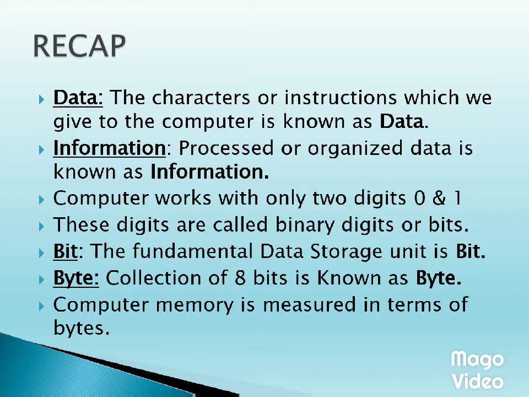We also learnt about data storage units. Computer works only with two digits, that is 0 and 1, because the computer can understand only these two digits. So whatever data we enter, it is converted into zeros and ones. These digits are called binary digits or bits. Bit: the fundamental data storage unit is bit. Byte: collection of 8 bits is known as byte. Computer memory is measured in terms of byte.